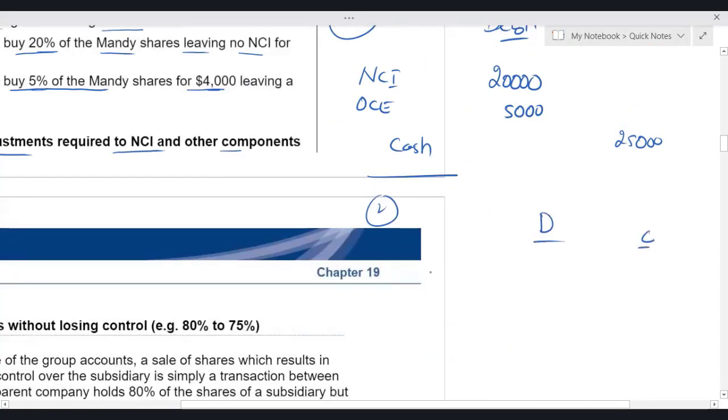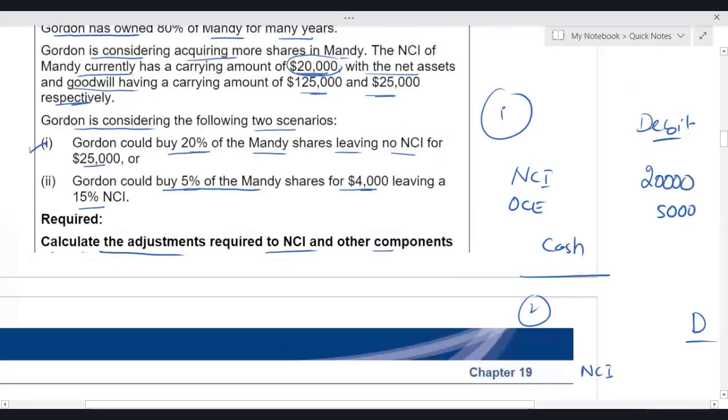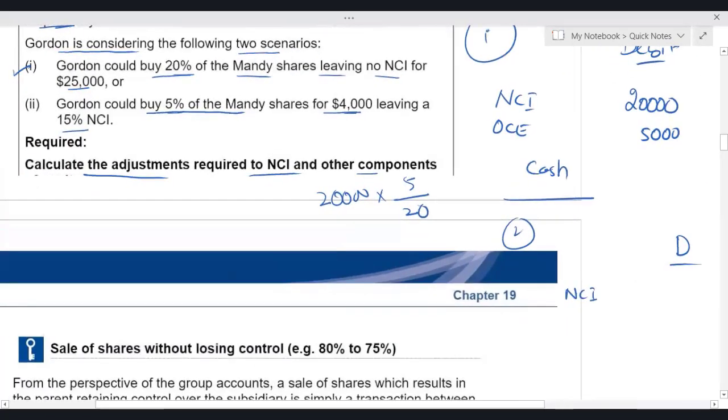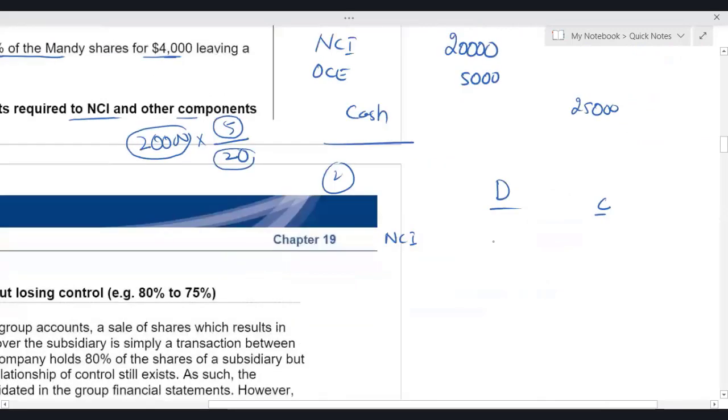Debit and credit. You need to debit NCI. How to calculate the debit amount? The total carrying amount of NCI is 20,000. This 20,000 is actually representing the NCI holding of 20%, and NCI is selling 5% of that. This is logically the NCI at disposal divided by the total holding of NCI, multiplied by the holding of NCI which they are selling right now. So obviously we'll get 5,000.